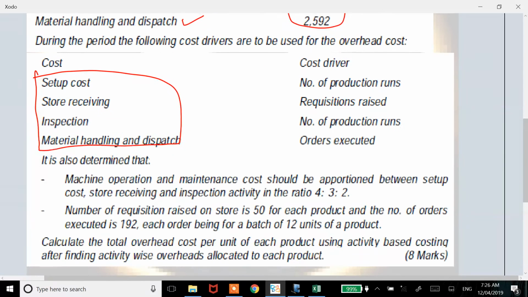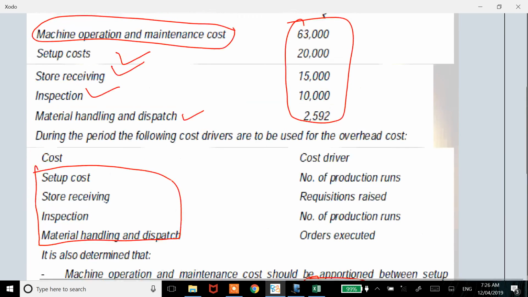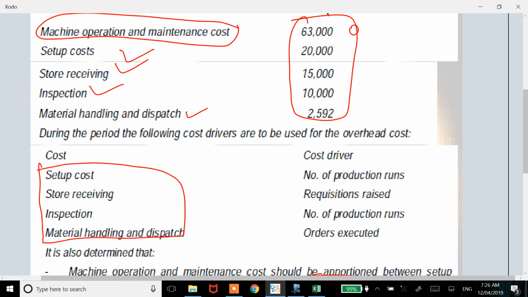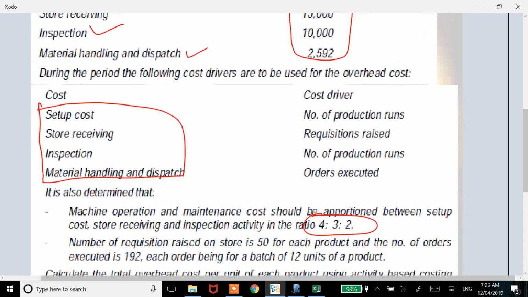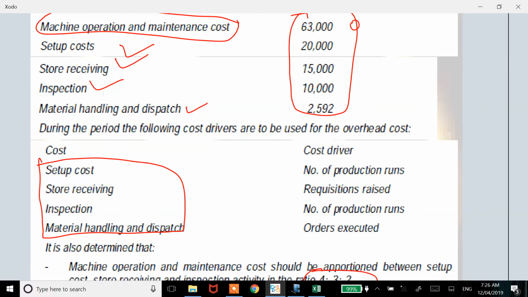What the question says is machine operation and maintenance should be apportioned between setup, store receiving and inspection in the ratio of 4:3:2. I'll do it here itself. The 63,000, they are saying make it 0. Make the 63,000 0 and give 4/9 to setup, 3/9 to store receiving and 2/9 to inspection. They are telling to distribute that cost, because in the end I want a driver for every cost.